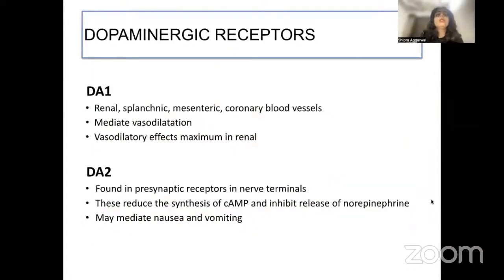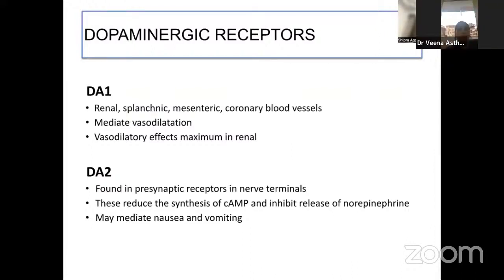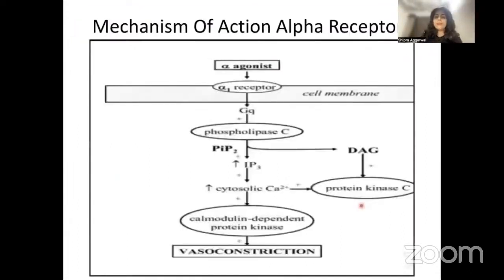The dopaminergic receptors are DA1 and DA2 receptors, of which the receptor of clinical importance is the DA1 receptor, which is present in the renal, splanchnic, mesenteric, and the coronary blood vessels. The effect of these receptors is mediation of vasodilatation, which is maximally seen in the renal vasculature.